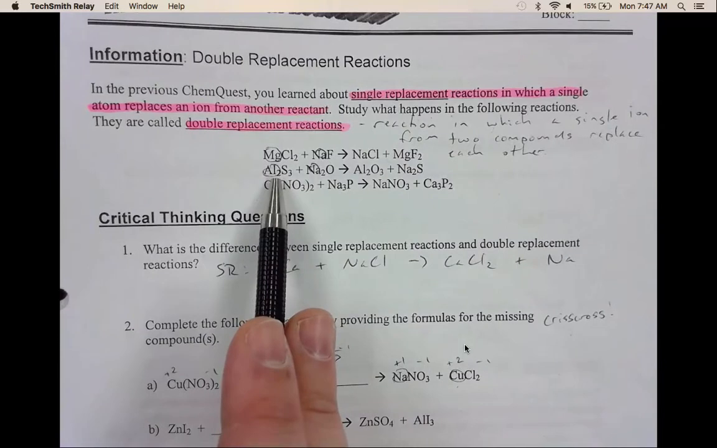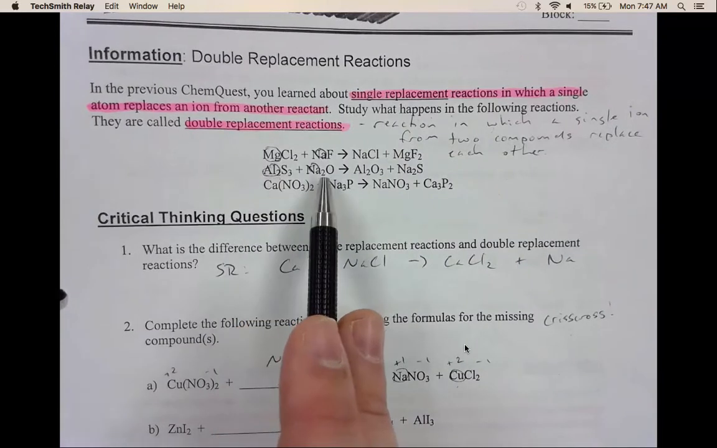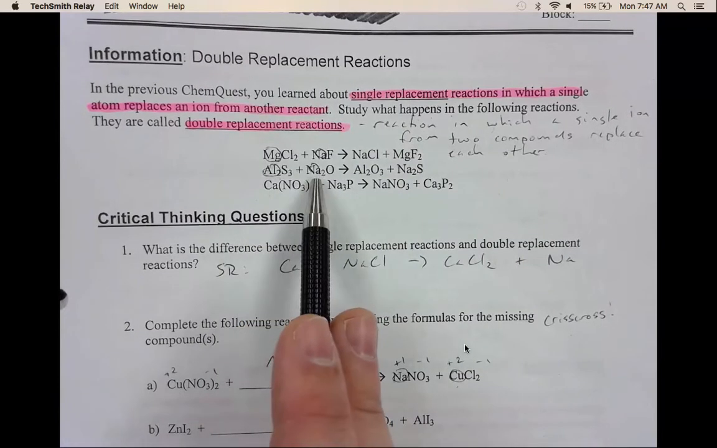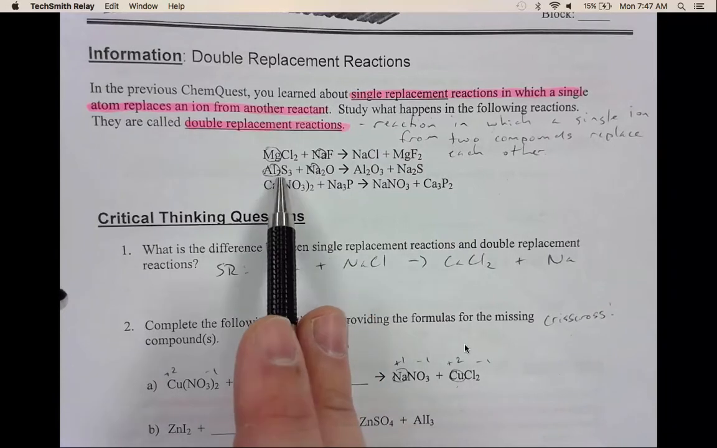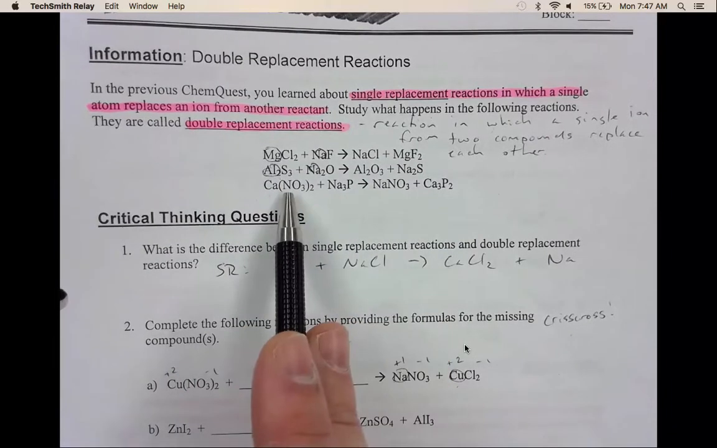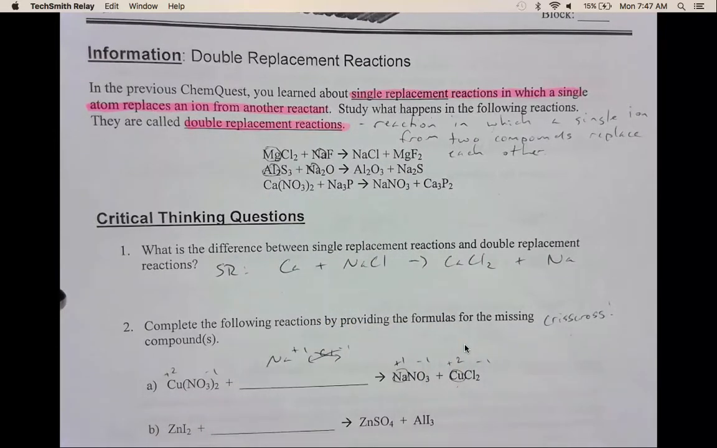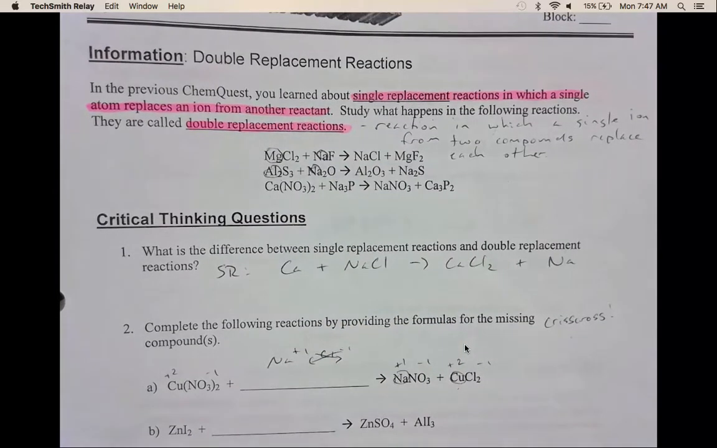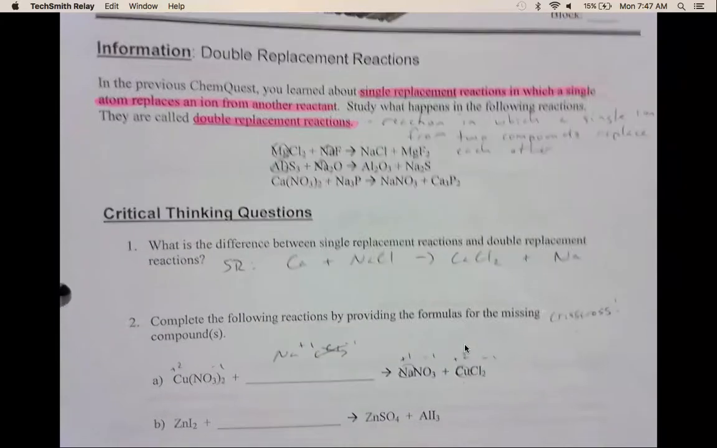Again, we look at the second example, same exact thing. Aluminum sulfide and sodium oxide. The aluminum and the sodium switch places in the products. And then the last example, again, you see the same thing. The positive ions switch places.